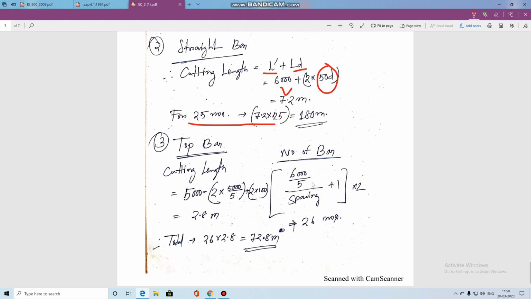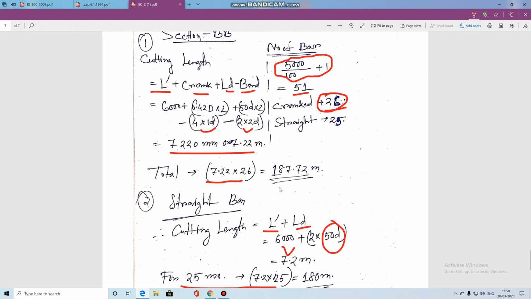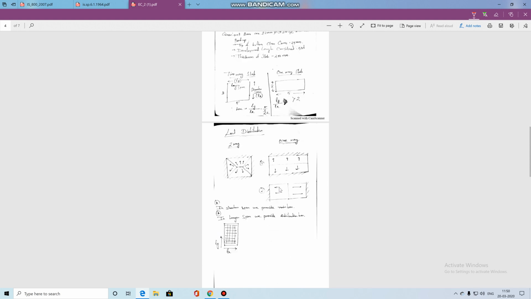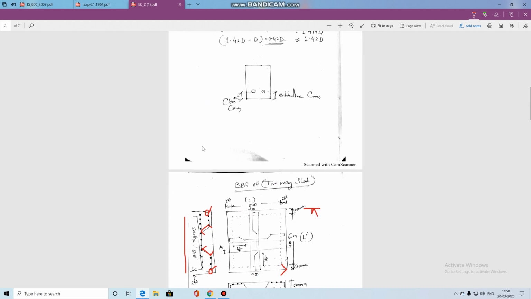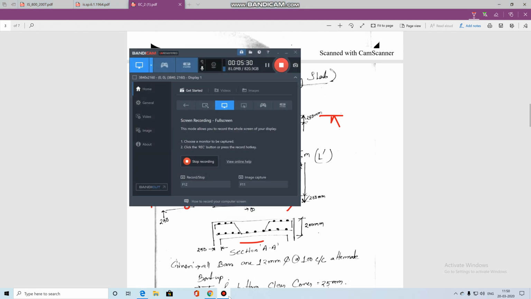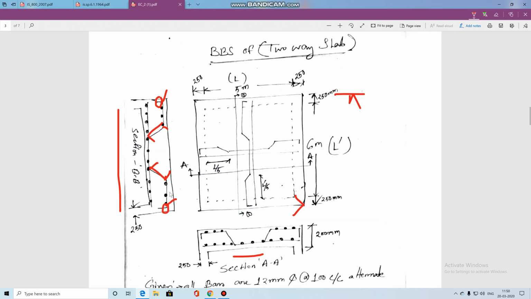Top bar, what is given here? First I have to calculate the number of bars. Just see the diagram where the top bar is located in section BB. Here is the section BB. Look, these are the top bars 1, 2 and 3. Actually this is visual, but the number of bars will actually be calculated by using the formula.